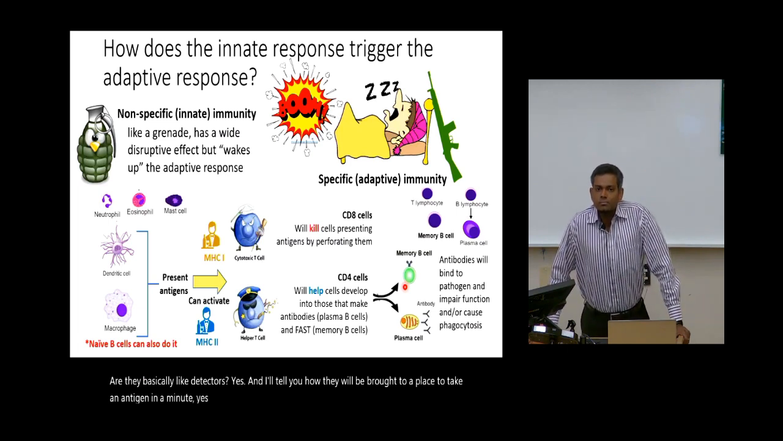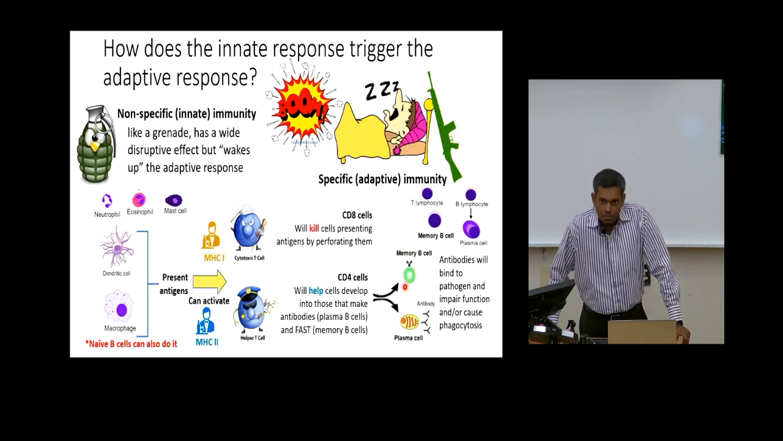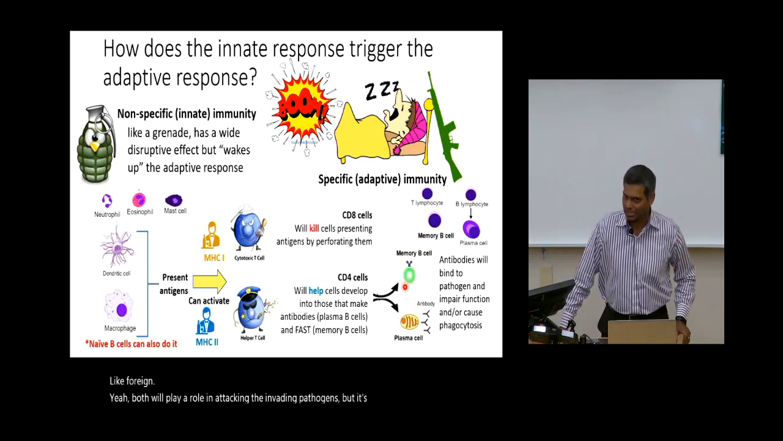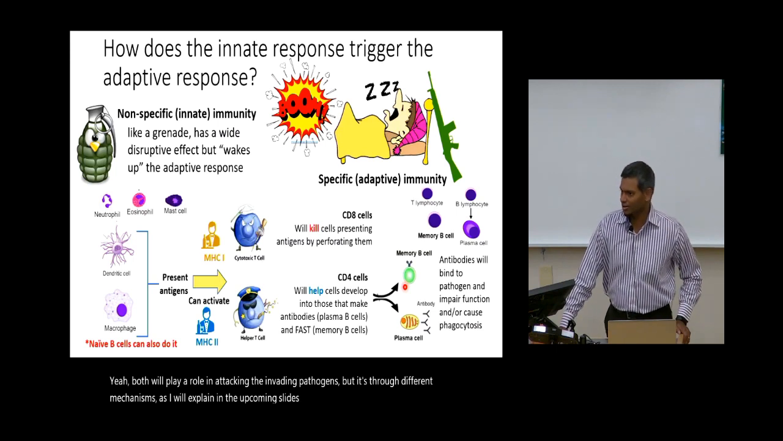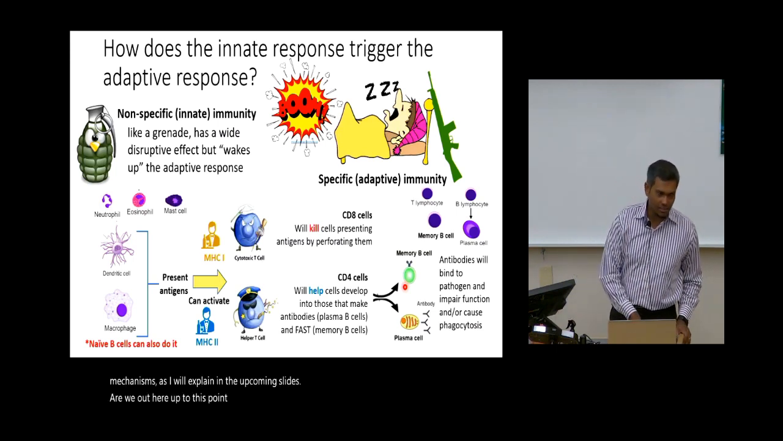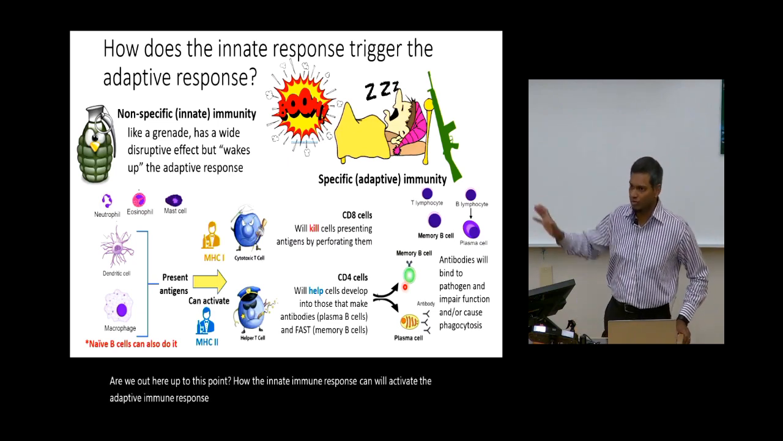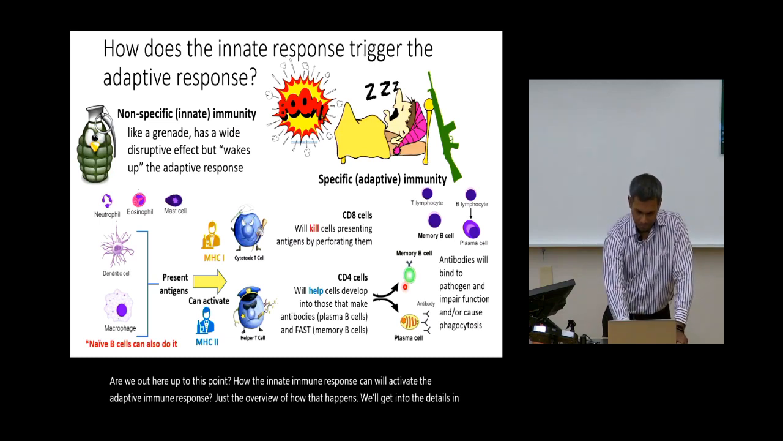So do CD8 cells and plasma cells both play a role in killing foreign invaders? Yeah, both will play a role in attacking the invading pathogens, but through different mechanisms, as I will explain in the upcoming slides. Are we all clear up to this point how the innate immune response will activate the adaptive immune response? Just the overview of how that happens. We'll get into the details in a couple of minutes.